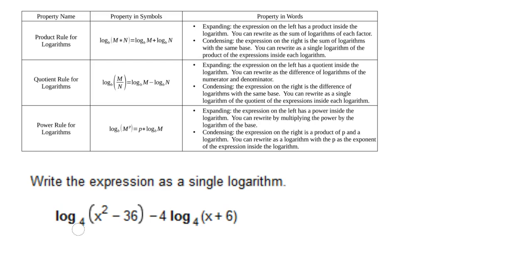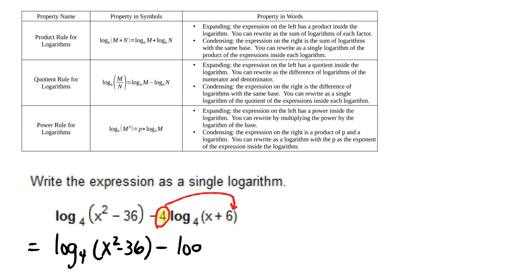We have log base 4 of x squared minus 36 minus 4 log base 4 of x plus 6. So we're going to start with any number that is the coefficient on the log or multiplied by that log. That 4 is 4 times log base 4, the coefficient of that log. We're going to use the power rule to move that into the exponent. So we would have log base 4 of x squared minus 36 minus log base 4 of x plus 6, with the 4 as the exponent.